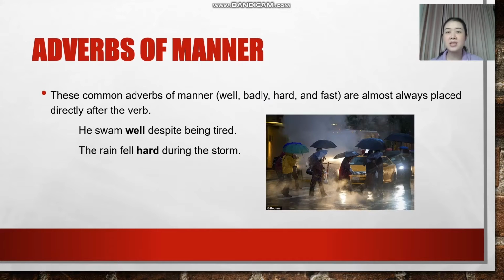Okay, and these common adverbs of manner like well, badly, hard, or the word fast are almost always placed directly after the verb. Let's see. He swam well despite being tired, or the rain fell hard during the storm. So we have 2 words here, well and hard. So this kind of adverbs of manner normally placed right after the verb. Okay, so just put it right after the verb.